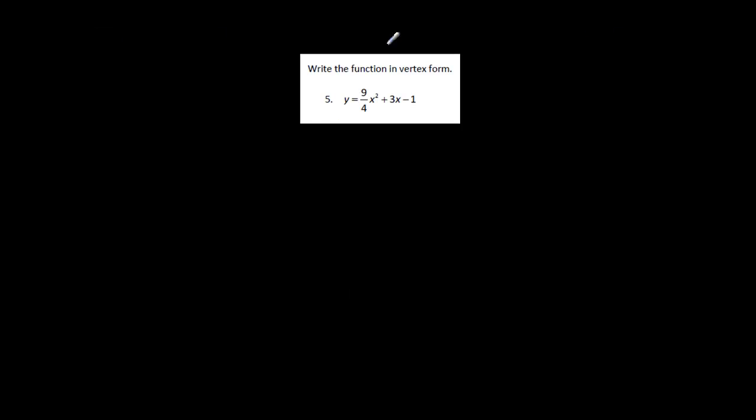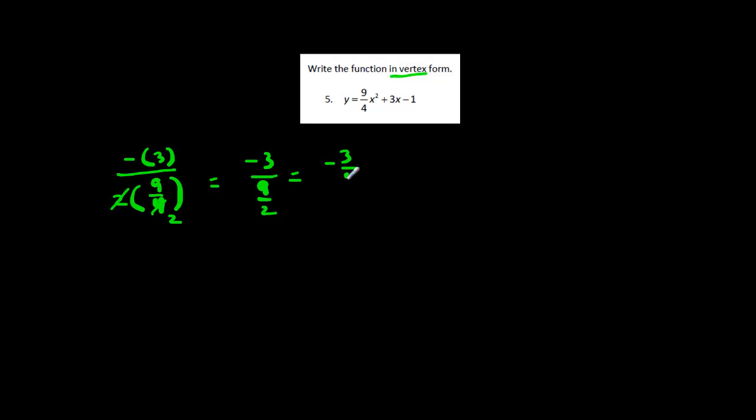Alright, so write the function in vertex form. So if we need it in vertex form, we have to find the vertex. So the opposite of b over 2a is going to be negative 3 over, the 2 and the 4 can cancel, so 9/2, which is negative 3 over 1 times the reciprocal, because you're dividing fractions. This 3 and 9 cancel, so the x-coordinate of the vertex is going to be negative 2/3. So let's plug that in.